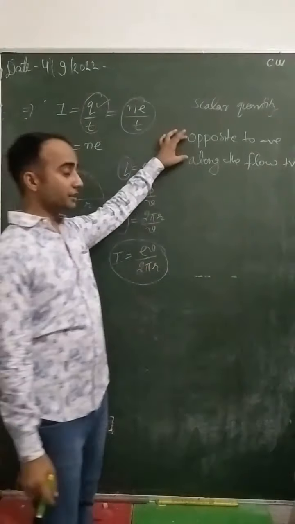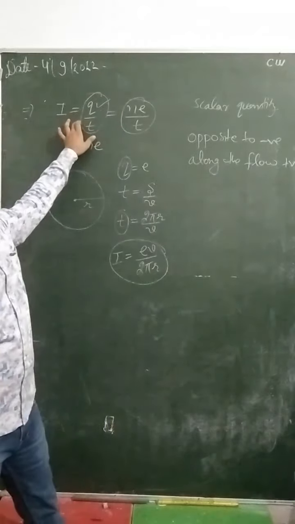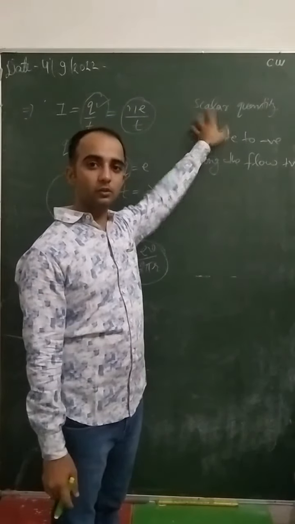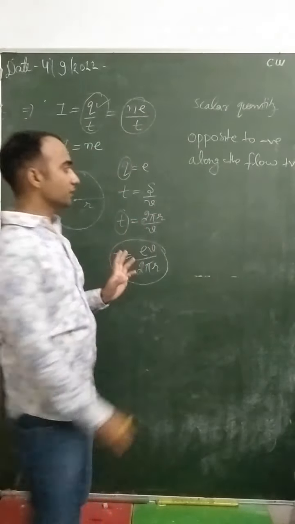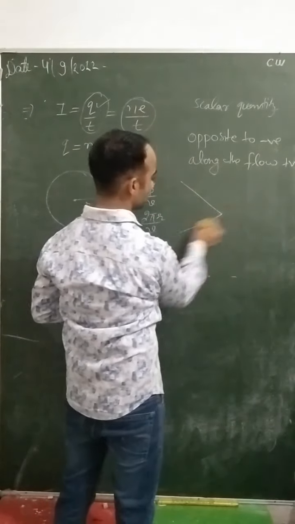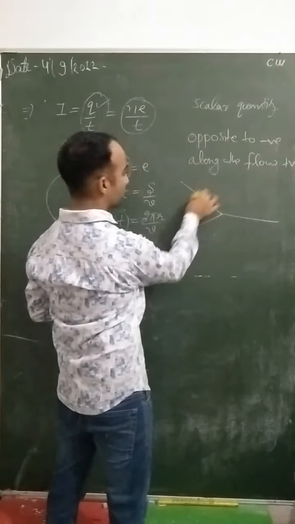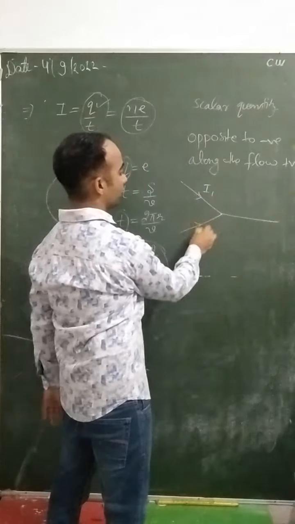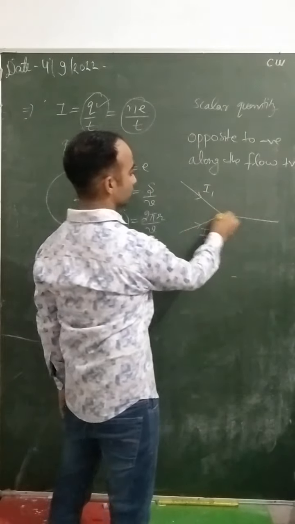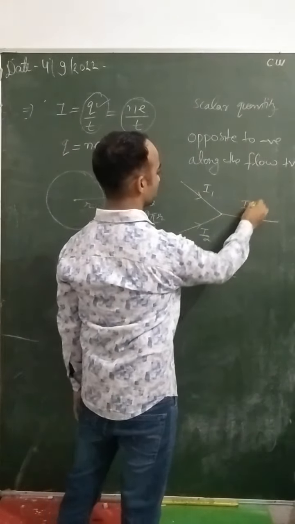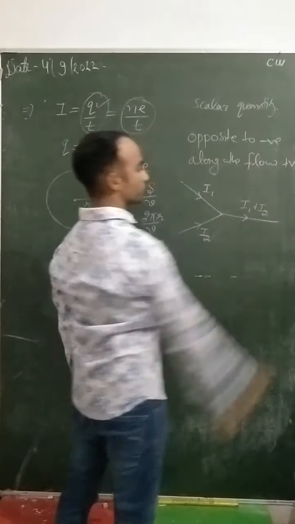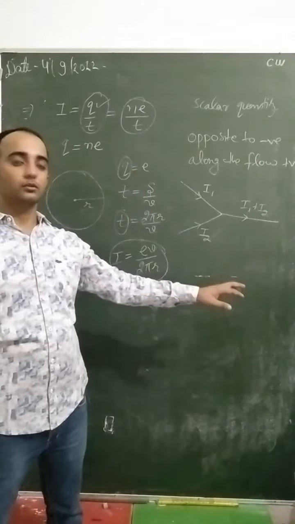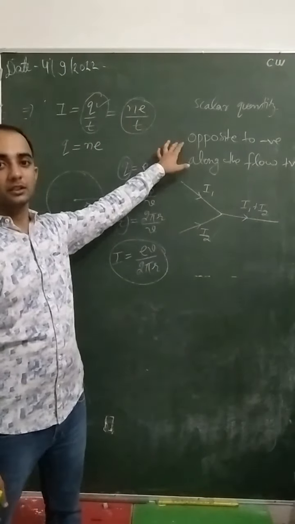So current has direction as well as magnitude, but still it is a scalar quantity because it obeys the scalar law of addition. We can add current without considering the direction. If I1 current is flowing in this wire in this direction and I2 current is flowing in this wire, so the total current in this wire will be I1 plus I2. So we directly add the current using the scalar law, that is, current is a scalar quantity.